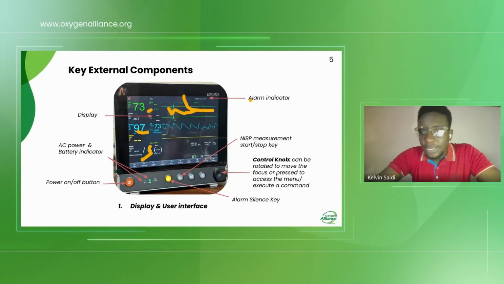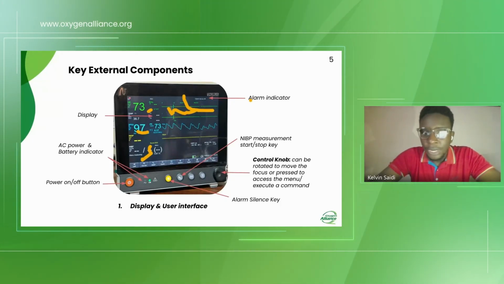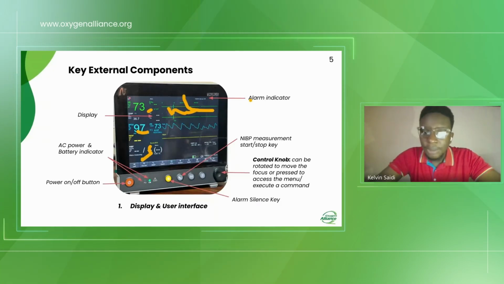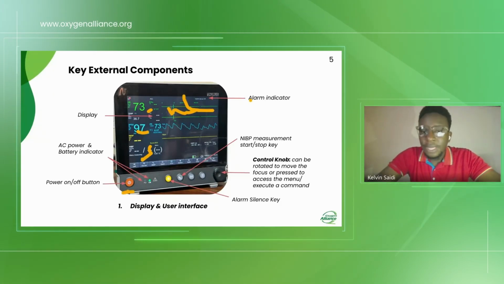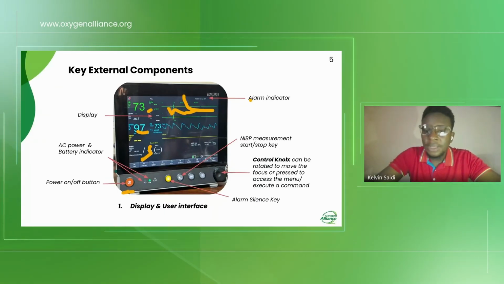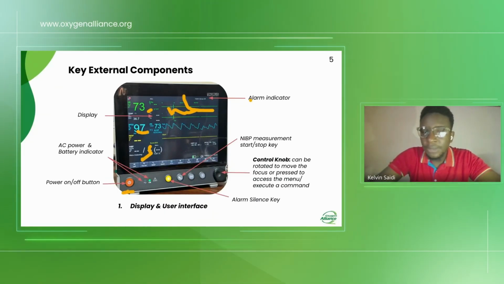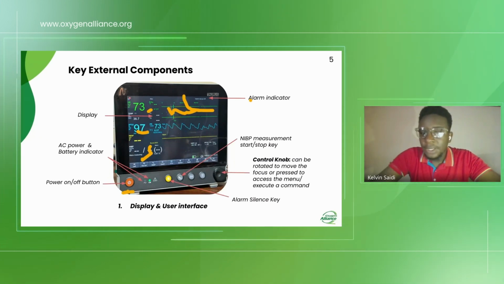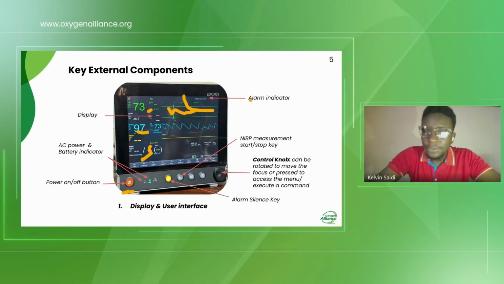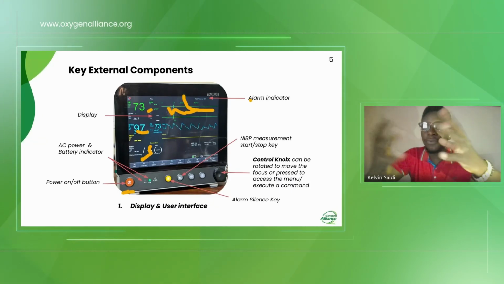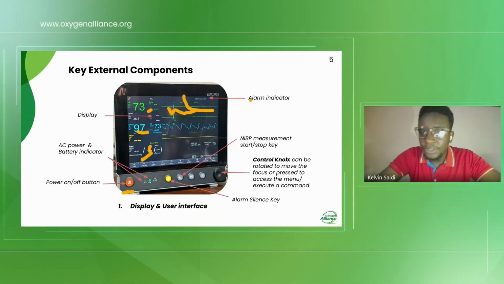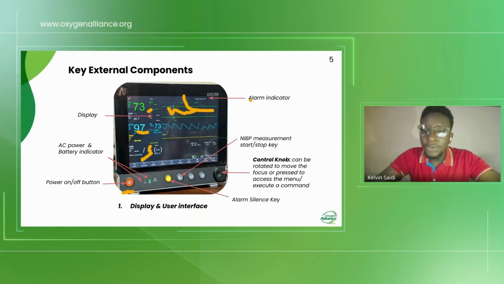So if you look at the diagram, we also have some buttons below the patient monitor. You have the power button, you have the AC and battery indicator. So these ones tell you what the machine is running on at that particular time. We have the alarm silence key, the NIBP measurement start or stop key, and you have this control knob that can be rotated to move the focus, pressed to access some menu options or execute a command.